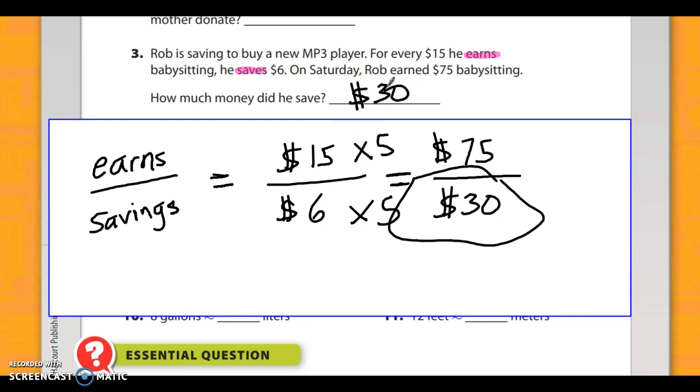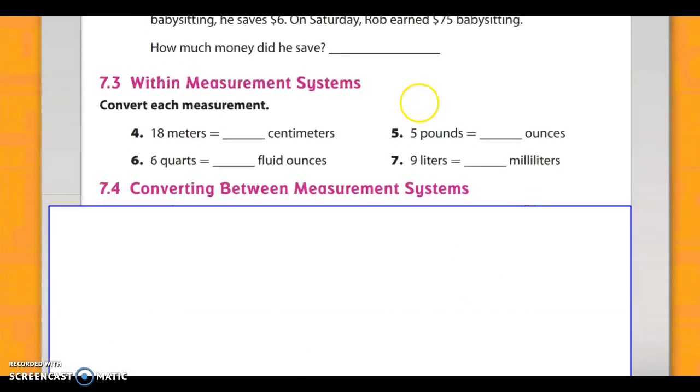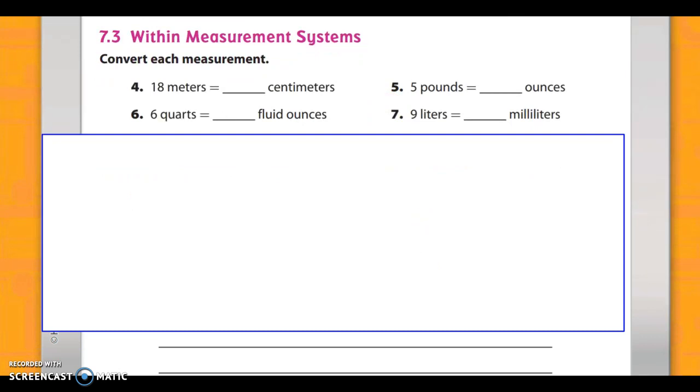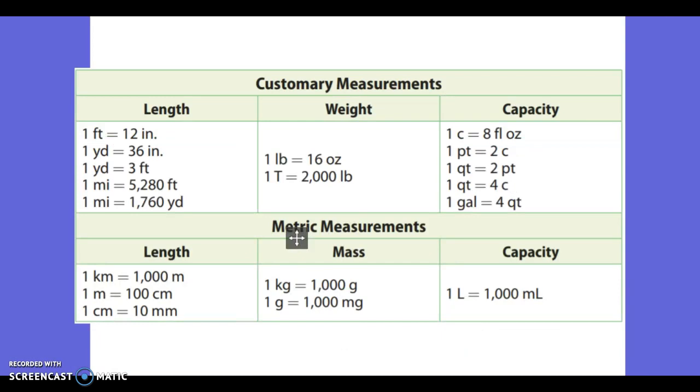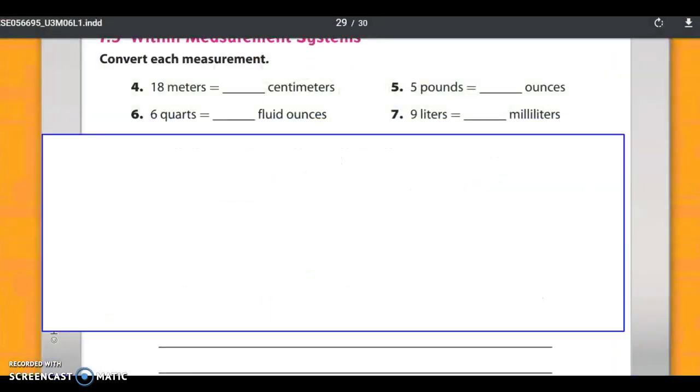All right, good job. Let's go ahead and finish with section 7.3. And we may need our conversion chart. Do you remember this chart from page 186? When you get ready to take the Module 7 unit test, you're going to want to have this page handy in your book, or I've even seen some kids cut it out and then use it on the test. So we may reference this in just a minute.